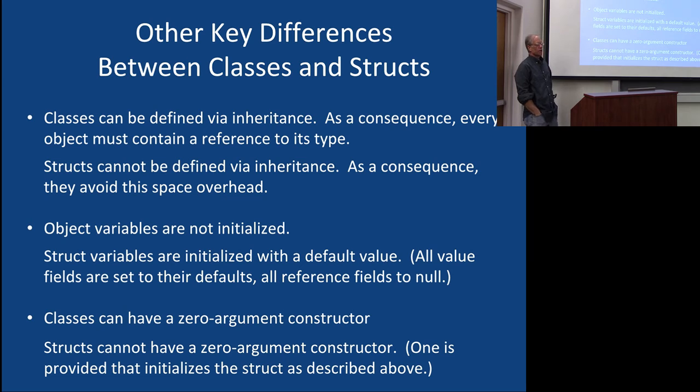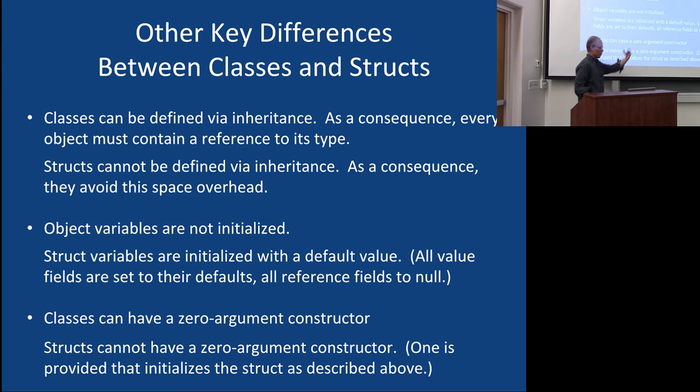Okay, so just quickly, here's the fine print with structs. Classes you can define via inheritance. Structs you can't. That's to avoid the space overhead, and also the time overhead of using overridden methods. Okay? When you declare an object variable, you do not have to initialize it. When you have a struct variable, or a variable of the value type, it has to be initialized with the default value. And by default value, essentially what it means is every value field is set to its default.